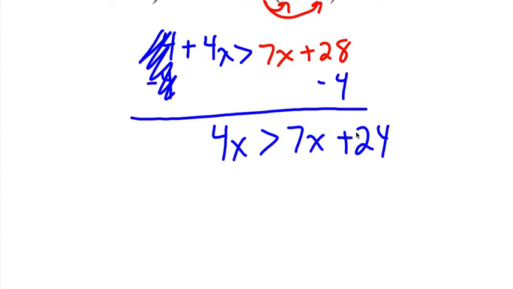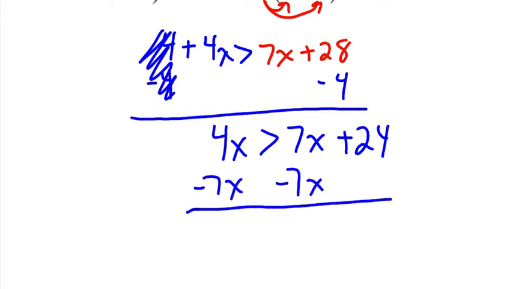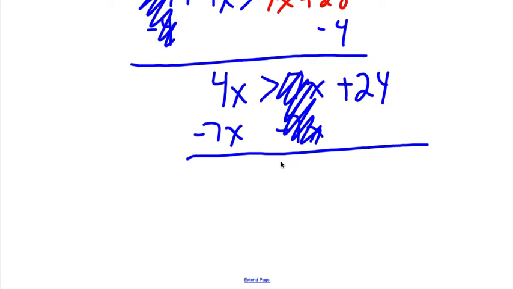Then I will move my 7x over. So this is a positive 7x, so I will do the opposite and subtract. So I'm subtracting 7x. And again, we're moving the entire term. We're not separating the 7 from the x, which would require us to divide. So in this case, since we're moving the entire term over, we're actually subtracting that because that's a positive 7x. Okay, so 4x minus 7x gives us a negative 3x is greater than, bring down my 24.